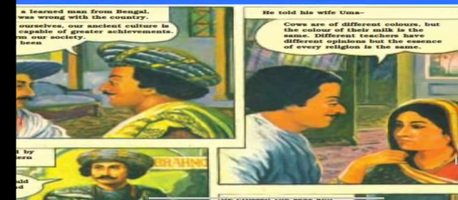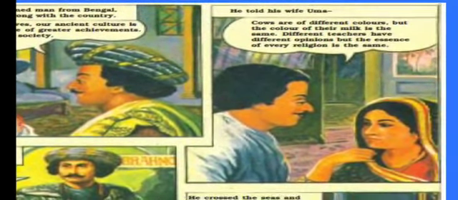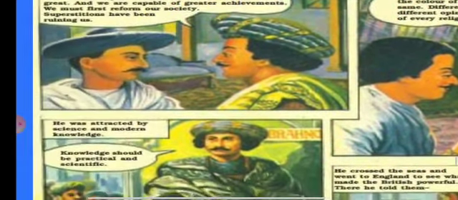We must first reform our society. Superstitions have been ruining us. He told his wife, cows are of different colors, but the color of their milk is the same. Different teachers have different opinions, but the essence of every religion is the same. He was attracted by science and modern knowledge. Knowledge should be practical and scientific.